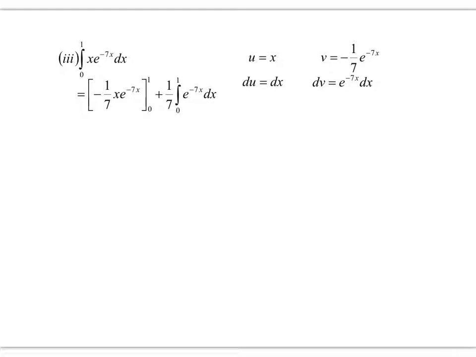So we end up getting uv right here, which is the product of those two. And then we end up getting take away the integral of v du. So that's why we end up getting that double negative, which is a plus.